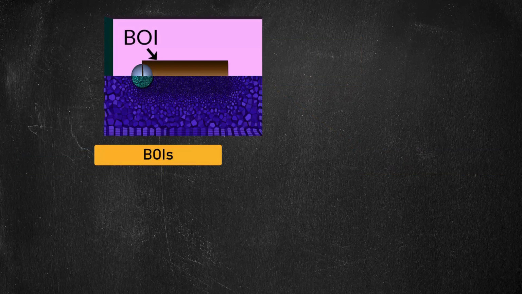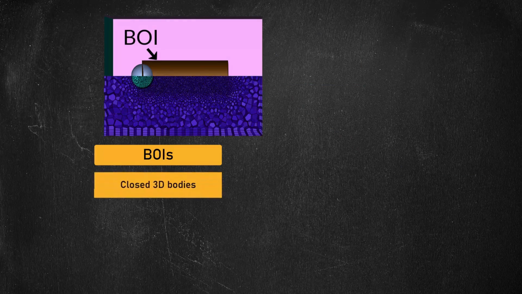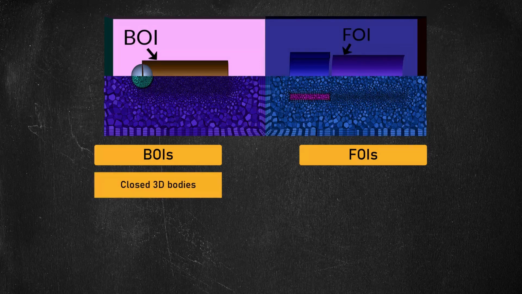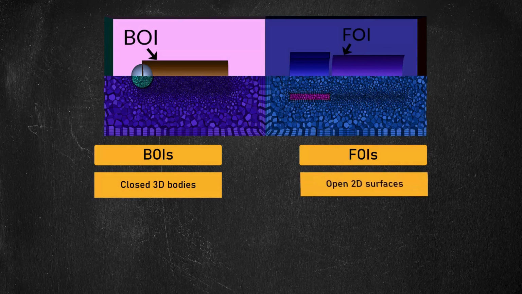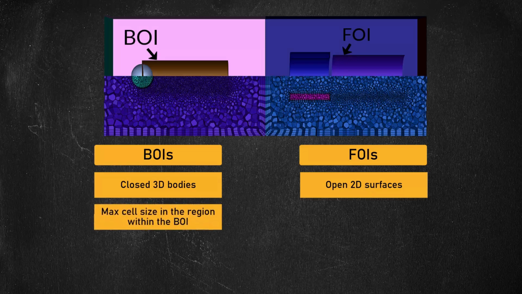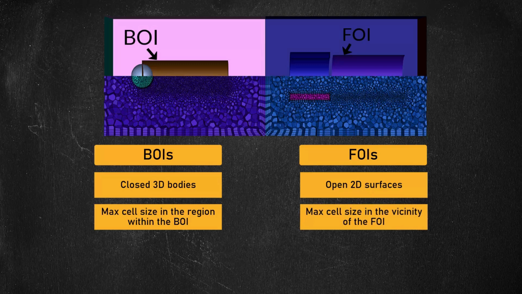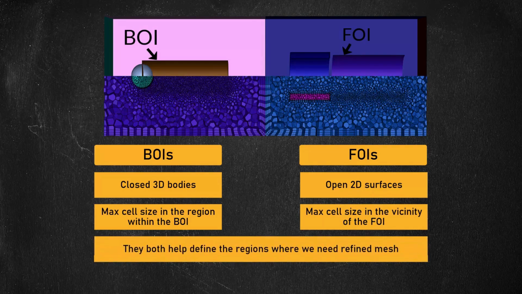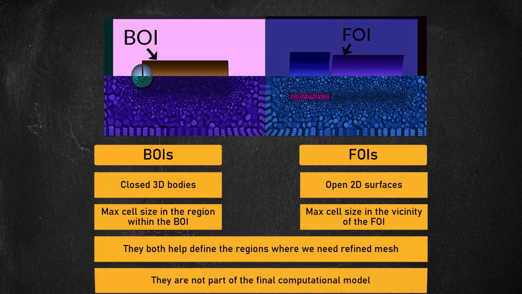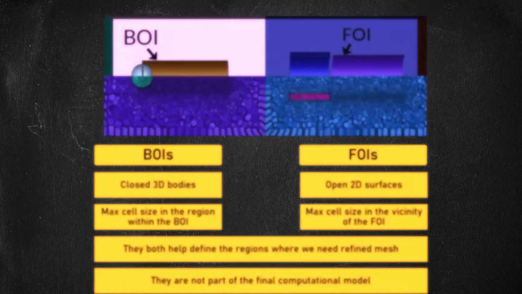BOIs or body of influence are closed three-dimensional bodies and FOIs or face of influence are open surfaces that have a specific influence on the volume mesh size inside a domain. BOIs dictate the maximum cell size of the mesh region that falls within their boundaries, while FOIs dictate the maximum cell size in the vicinity of their surface. BOIs and FOIs help define what regions of the mesh should be refined, and they will not be a part of the final computational model.